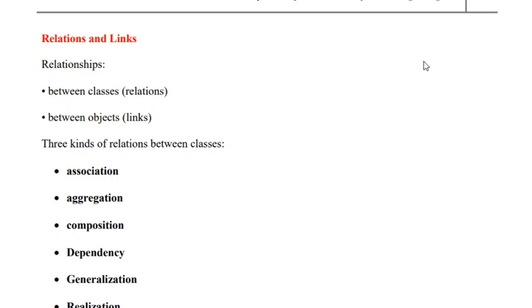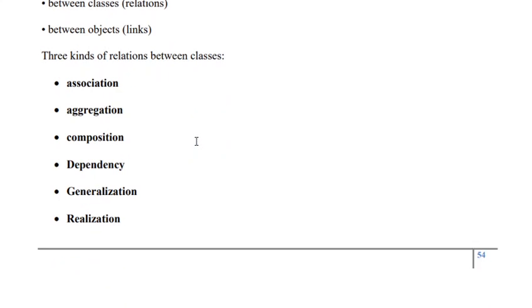So we use relationship with respect to classes, and we use links in connection with objects. So this is very important. A class is related to another class, whereas an object is linked to another object. There can be different types of relationships between classes as specified here. There can be six different types of relationships that may be established between different classes: association, aggregation, composition, dependency, generalization, and realization. These are very important relationships that can be established between different classes.